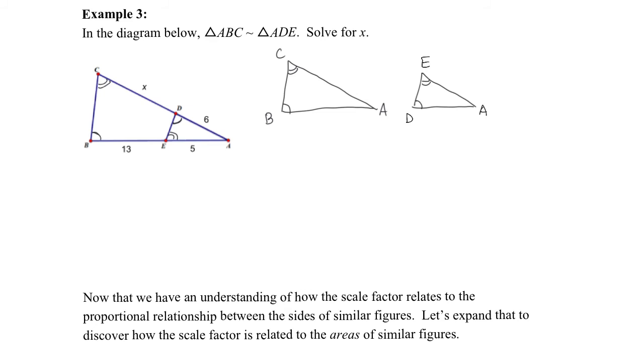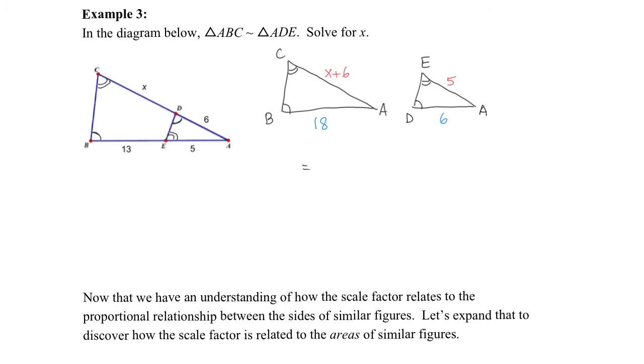Now let's transfer over some markings, or some measurements, I should say. So EA is 5, and DA is 6. And then CA, which corresponds to EA, is x plus 6. I have to add those together in order to get the total length. And BA is 13 plus 5, which is 18. Now I can actually set up my proportion and solve this thing.